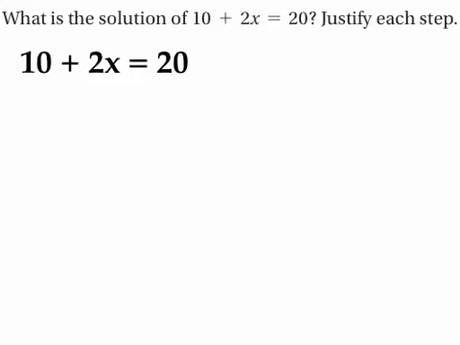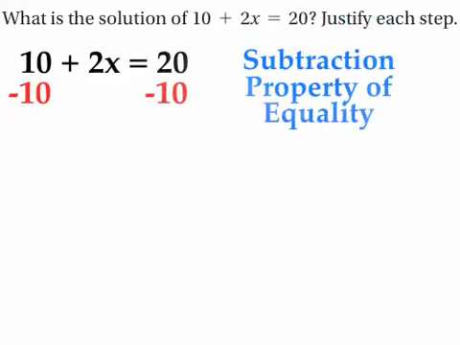Remember, I'm not dividing x or my whole number 10 by anything, so I do get rid of the addition first. The opposite of a positive 10 is a negative 10. If you remember, subtracting 10 from both sides is called the subtraction property of equality. So that's my justification. I can subtract 10 from both sides because if I subtract the same number from both sides of an equation, then it keeps the equation equal. When you subtract 10, you wind up with 2x equals 10.